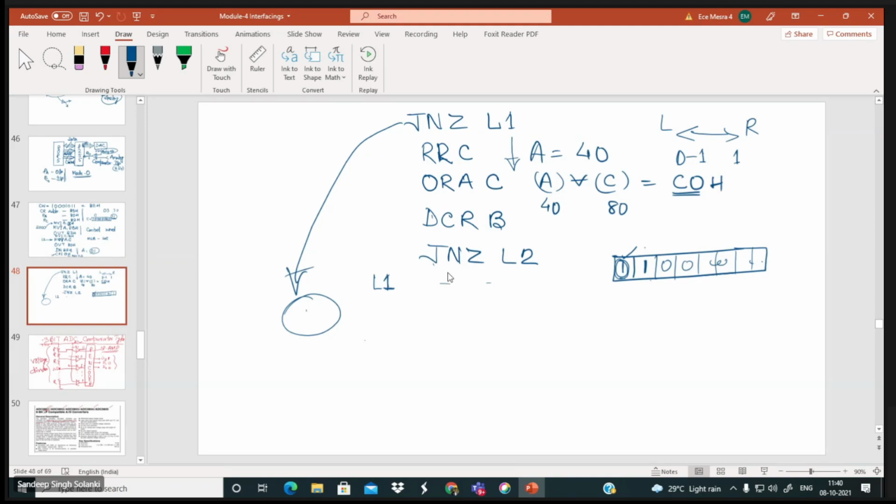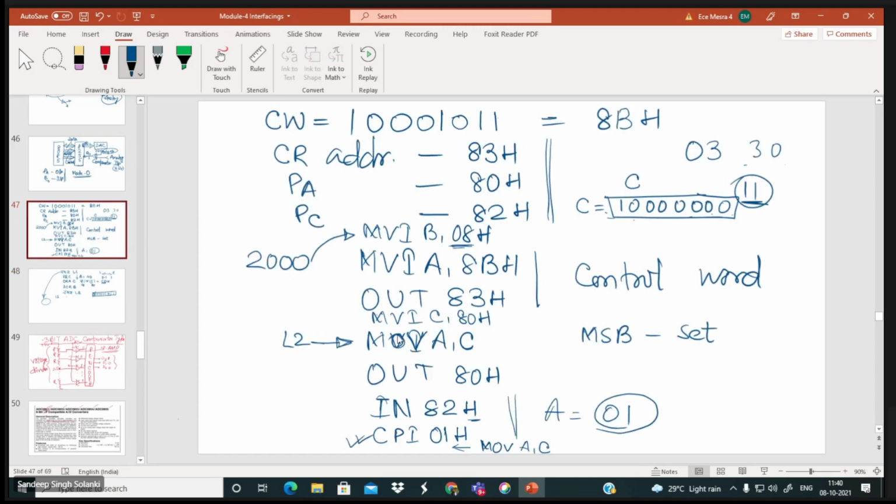Tell me fast. Whether our approach is correct, writing for this program, or we need some more thing to be added here.